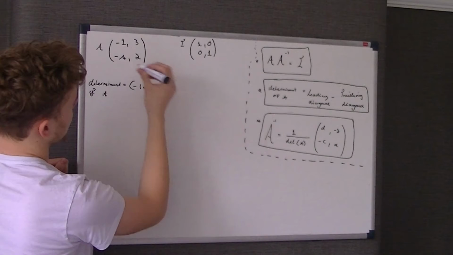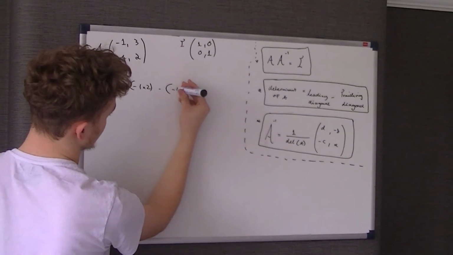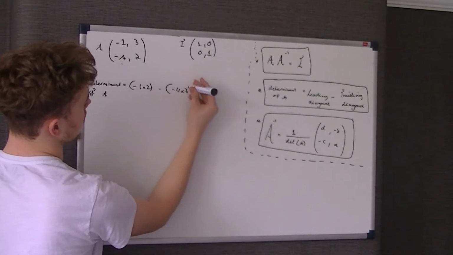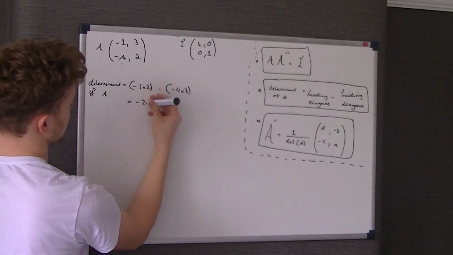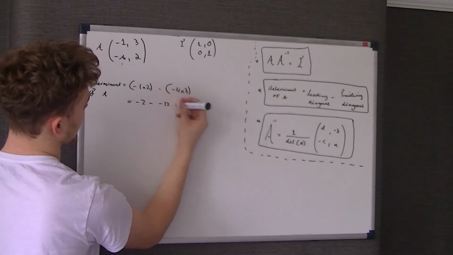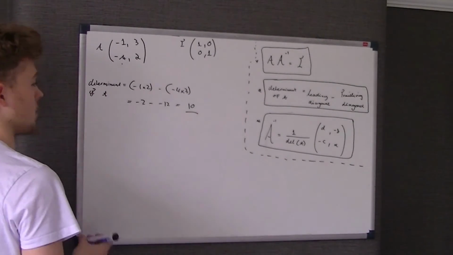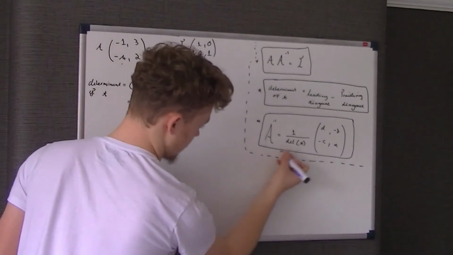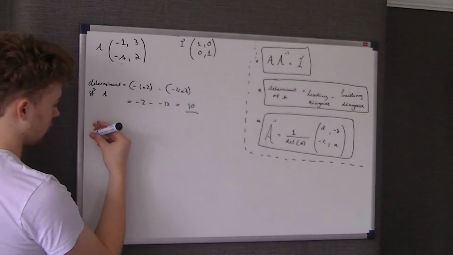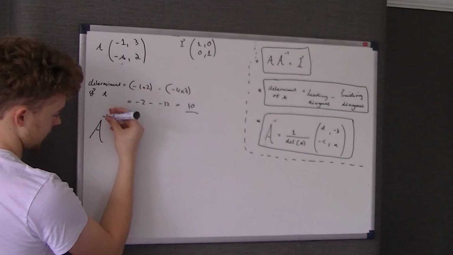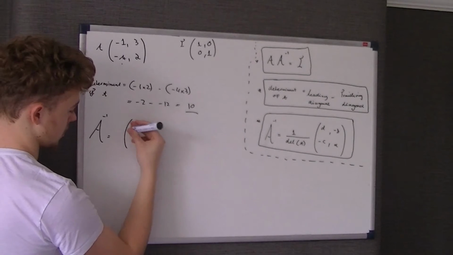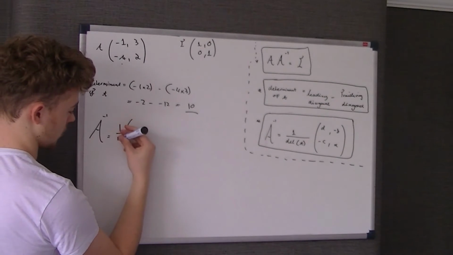Take away negative 4 times 3, which is obviously minus 2 take away negative 12, which is therefore just 10. So that's the determinant of A. Now we just apply the determinant of A to the inverse A formula. The inverse of A is equal to 1 over the determinant of A, in other words 1/10.